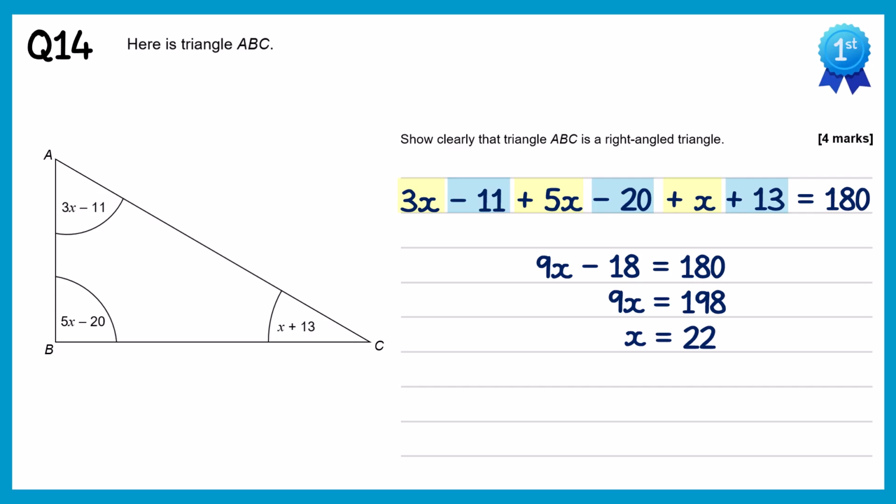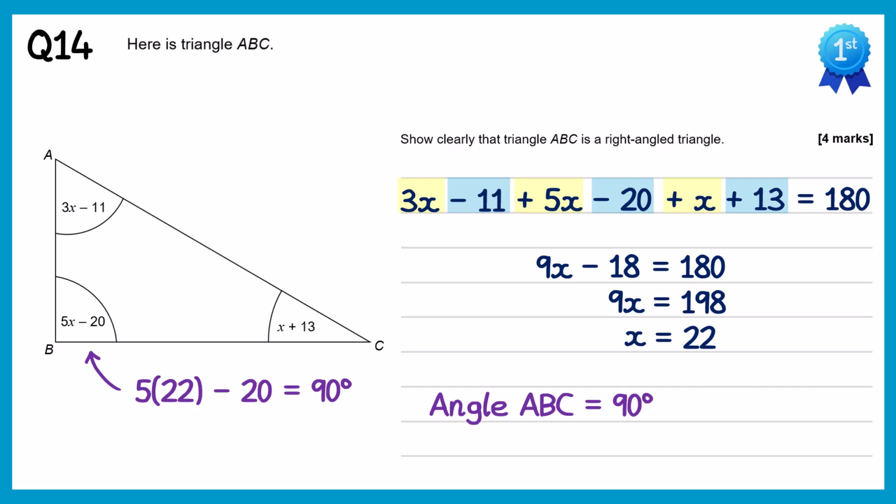But how does this help us show that this is a right-angled triangle? Well, now that we know the value of x, we could substitute that back in to find the size of the angles. This one here looks like it might be the one that's a right angle. So if we do 5 lots of x, which is 5 lots of 22, and then subtract 20, if you do this, you end up with 90. So we've shown that angle ABC is equal to 90 degrees, in which case the triangle is a right-angled triangle.